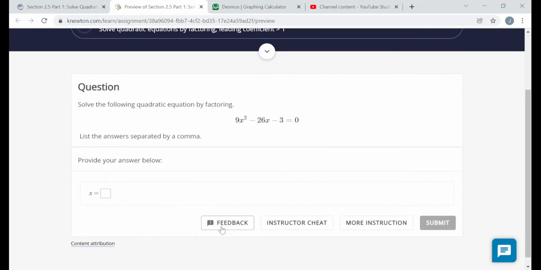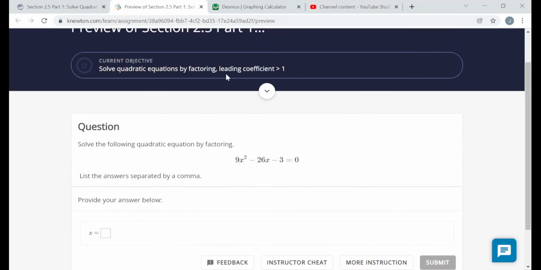At the bottom of every question, you should see a feedback button. You can send feedback to Knewton if you see anything wrong with their questions, a typo here and there or whatever. You will not see the instructor cheat button, because this is for instructors only. But you will see a more instruction button, which is very useful at times.